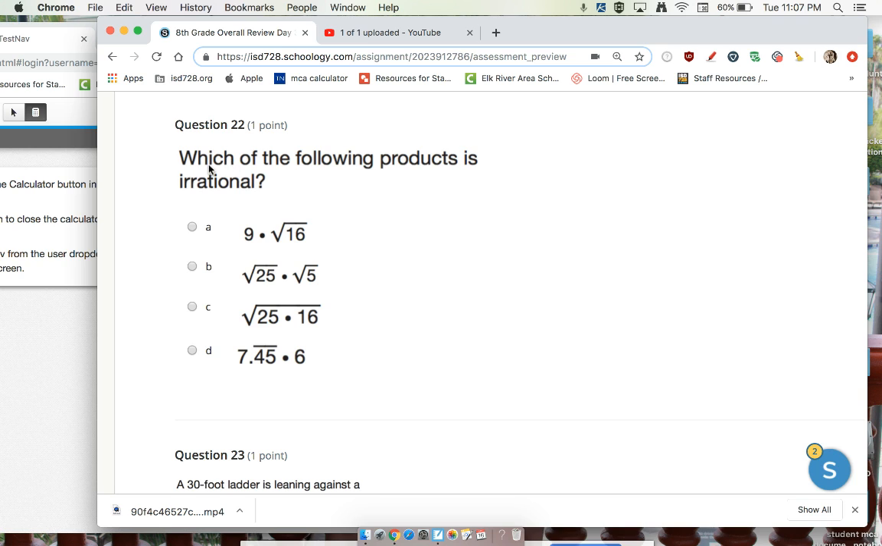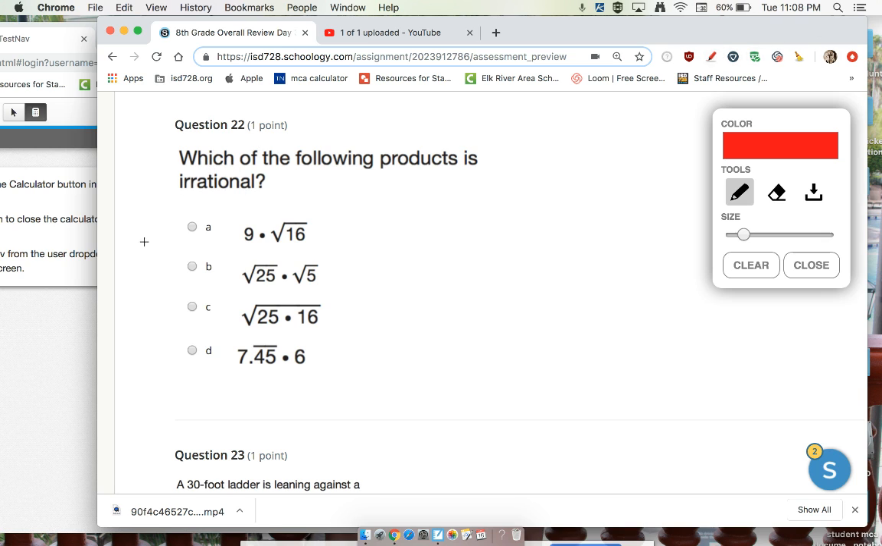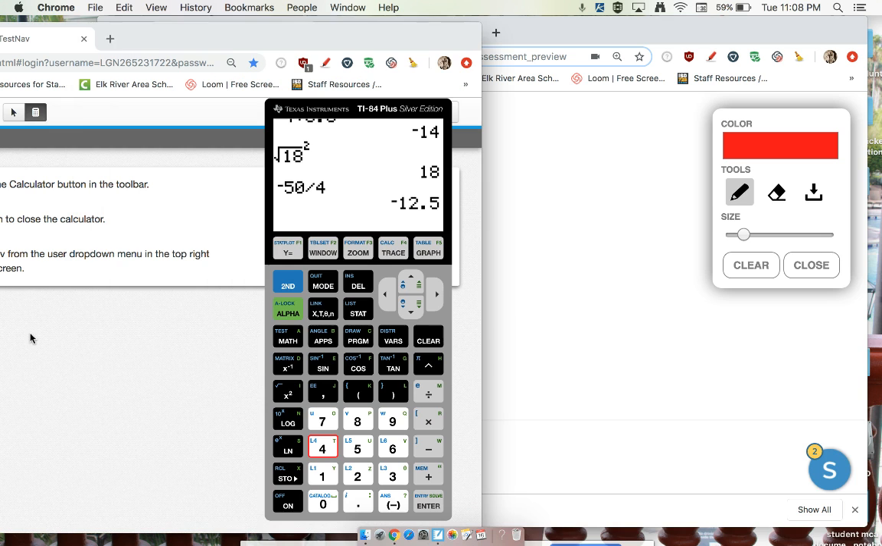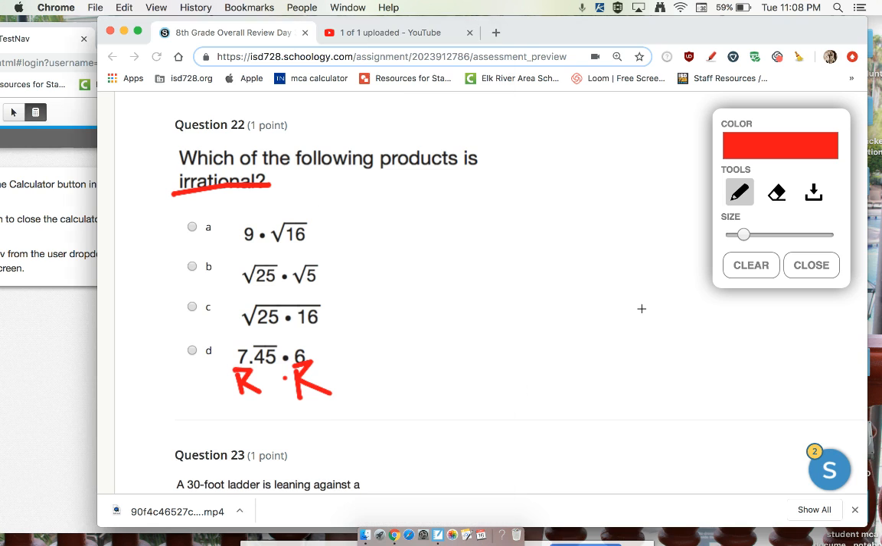Okay, which of the following products is irrational? Irrational means it's not a perfect square root or it's pi. This is a perfect square root because you could even punch that in. As long as you don't get a decimal, all is good, except for this one. Repeating decimals always go over 99. You can turn it to a fraction, so this is definitely rational. I have rational times rational, which would turn rational. So I'm going to go 9 times the square root of 16, which is 4. It's going to be 36. So that's rational, so that's not it.